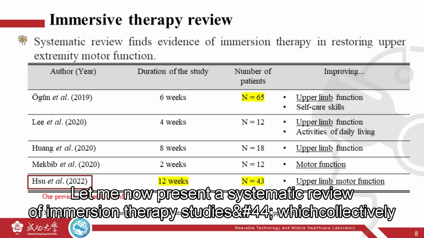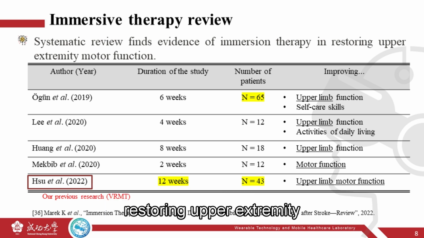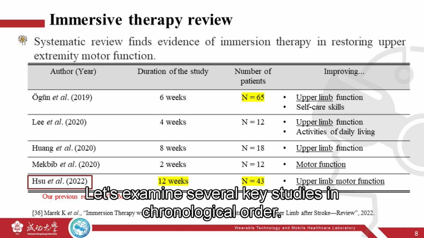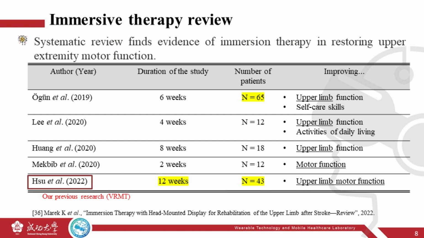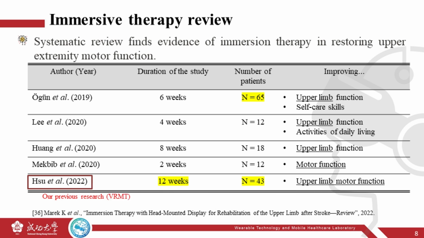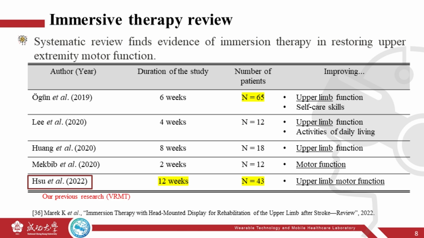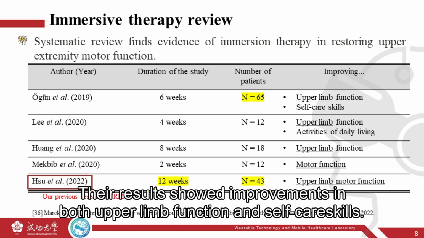Let me now present a systematic review of immersion therapy studies, which collectively demonstrate strong evidence for the effectiveness of this approach in restoring upper extremity motor function. Let's examine several key studies in chronological order. Starting with Ogun and colleagues in 2019, they conducted a 6-week study with 65 patients, notably the largest sample size in this review. Their results showed improvements in both upper limb function and self-care skills.